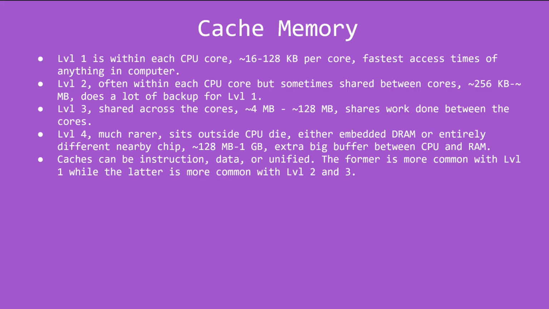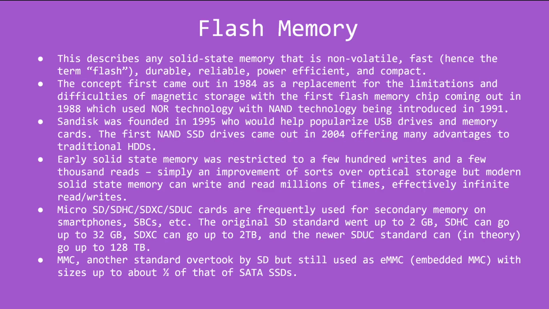Now, caches can be instruction or data or unified, and this goes back to Harvard versus Princeton or von Neumann architecture. With level one, you're going to see separate caches, probably instruction and data. With level two and three, you're probably going to see unified. And in previous videos, I mentioned how modern computers are neither one architecture or the other. They are a wide mixture of both. And then, since it's so ubiquitous in life now, I'm going to talk about flash memory.